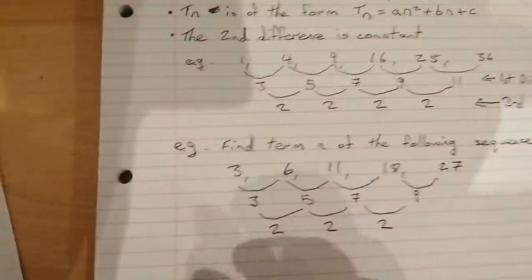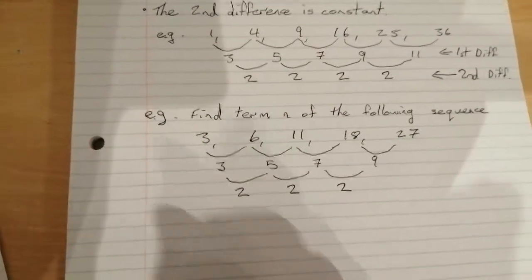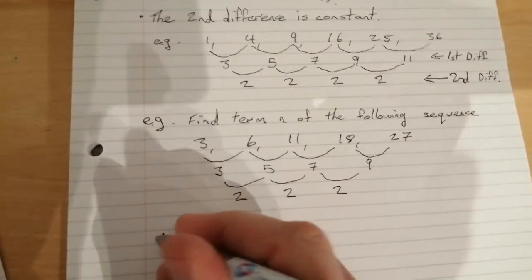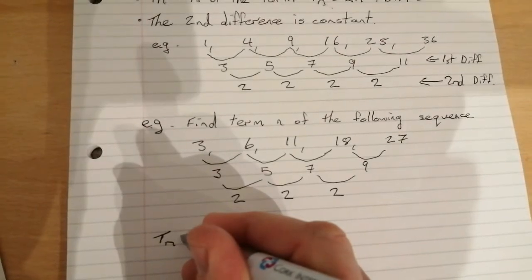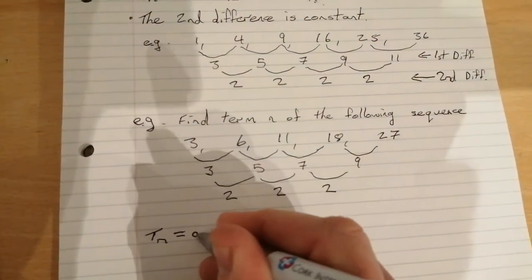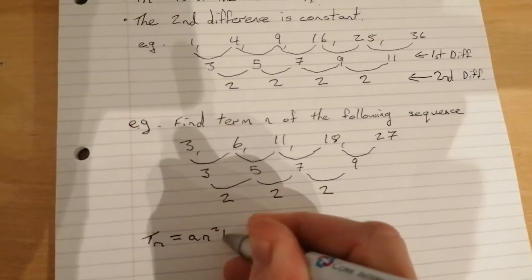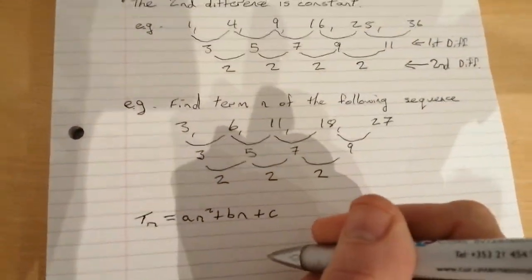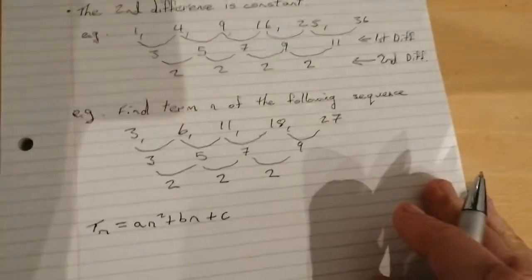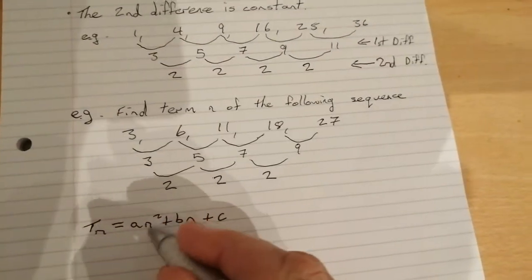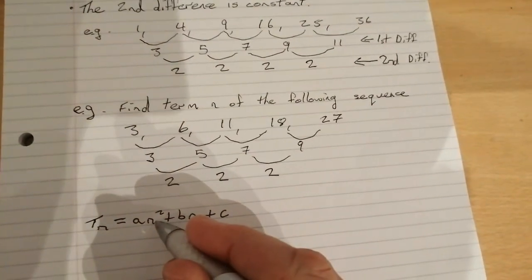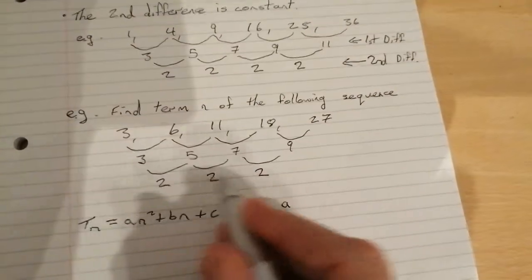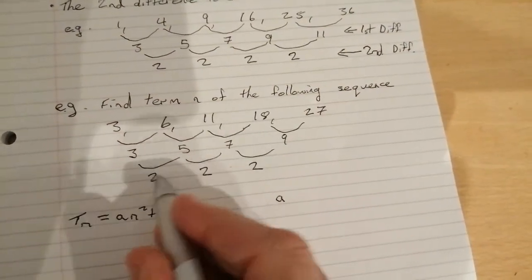Okay, so how do we find term n of a quadratic sequence? Here's what we do. First of all, we know that every quadratic sequence is in this form, or can be written in this form: an squared plus bn plus c. Okay, the next thing, and this is new, the a part, the bit that goes in front of the n squared, the coefficient of n squared, is always equal to half of whatever the common second difference is.